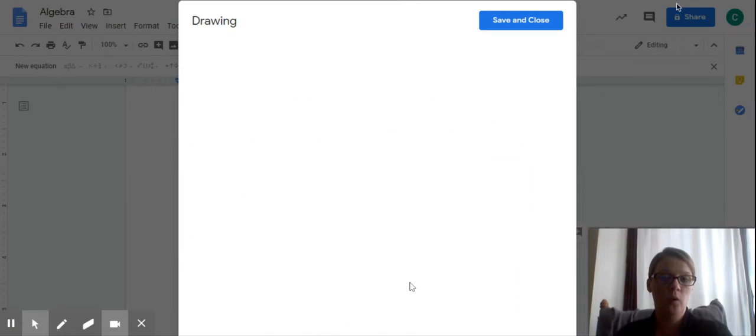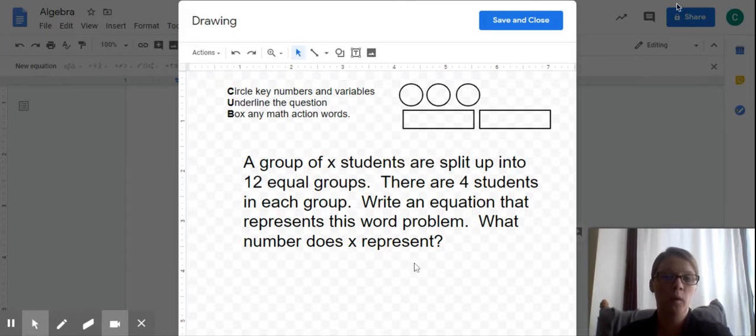So, again, we're going to write on our word problem here, and we're going to circle key numbers and variables. So as you read through there, you're going to look for any important numbers or your variables. And in these equations, there's only one variable, but sometimes there might be 2. So you're going to want to circle those.